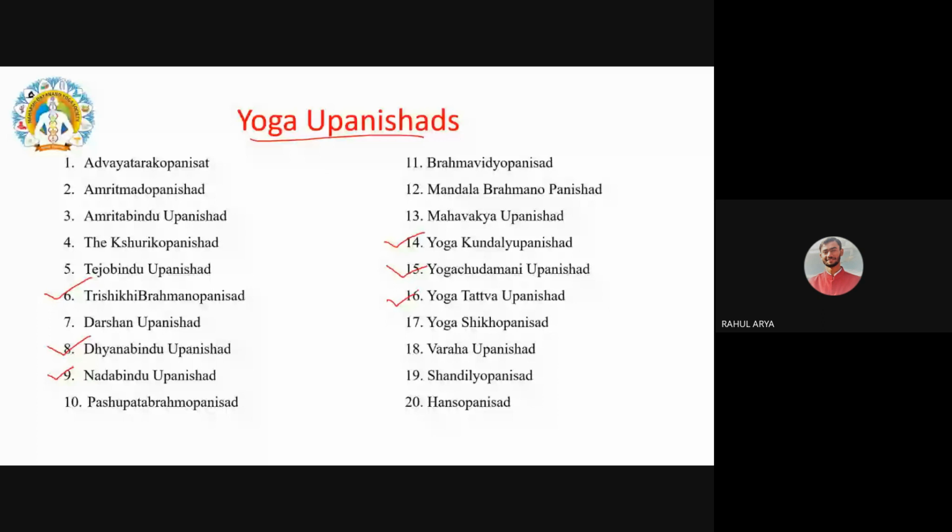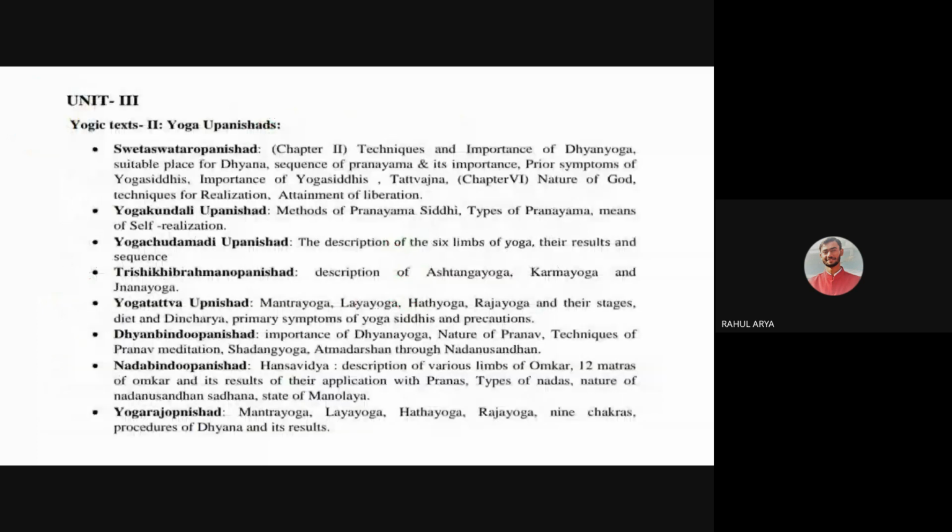But most of the sages, the majority, say that these main 20 Upanishads are the Yoga Upanishads. Okay? Please don't be confused. Other Upanishads are also accepted. I think Dhyana Bindu and Nada Bindu are here, and the Yoga Kundalini Upanishad, Chudamani and Tattva are here. Now here you can see it is our syllabus. Shvetashvatara Upanishad is under the main Upanishads, but in the text it is mentioned here that we will study it as a Yoga Upanishad.